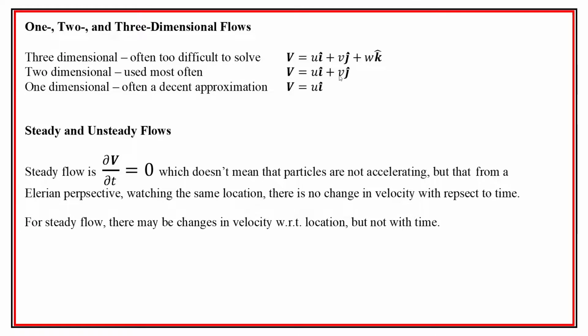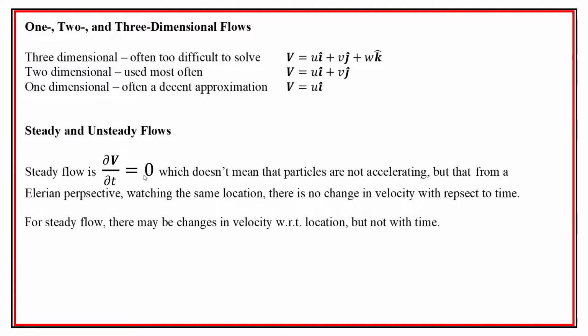So most of the time we'll use a two-dimensional, and sometimes if we need to really zoom in and try to understand a concept, we might use a one-dimensional here, where we're going to use this u. We also want to introduce this idea of steady and unsteady flows. And that isn't necessarily what you're seeing here. We're seeing the partial derivative of velocity with respect to time.